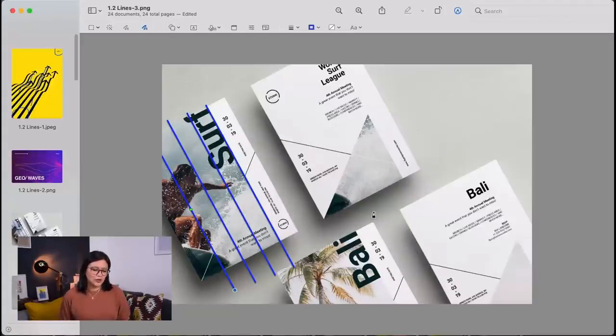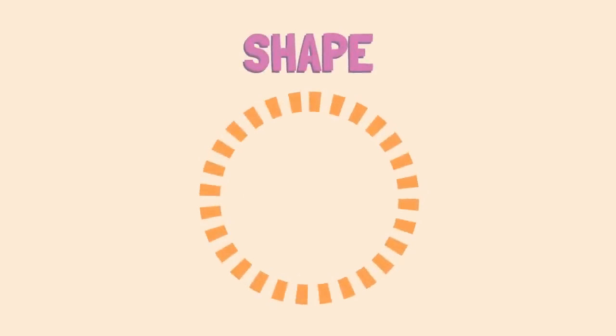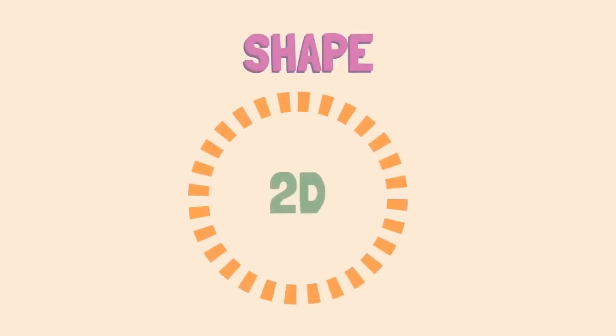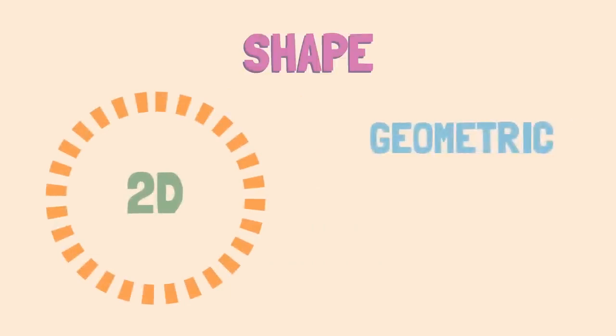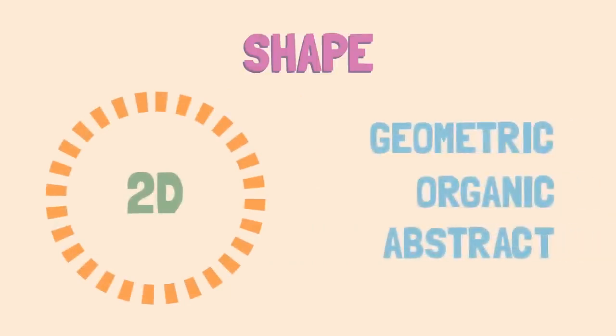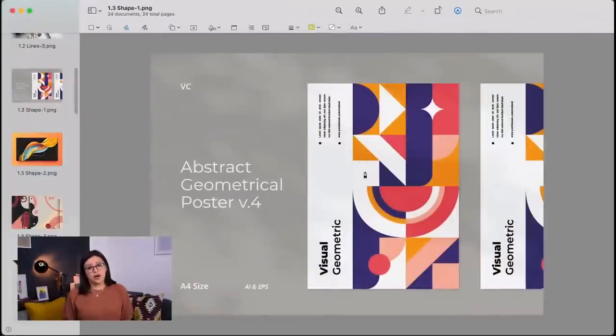So next, let's take a look at shape. A shape is the result of enclosed lines to form a boundary. Shapes are two-dimensional, and they can be classified as geometric, organic, and abstract. Geometric shapes are often mathematical and have structure. They're very precise. They can be squares, circles, rectangles, or triangles.